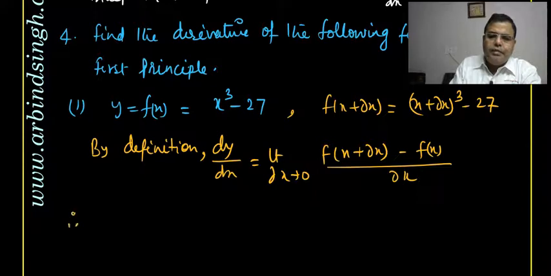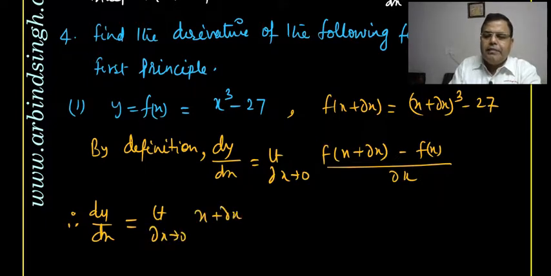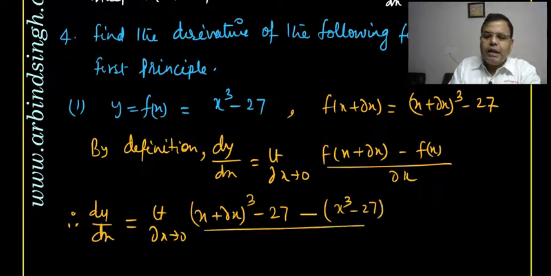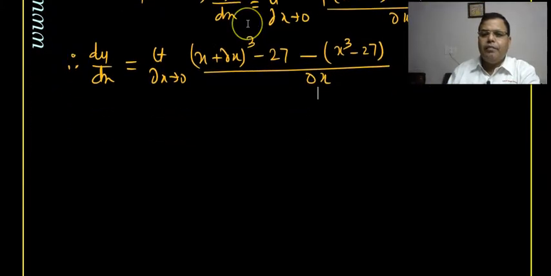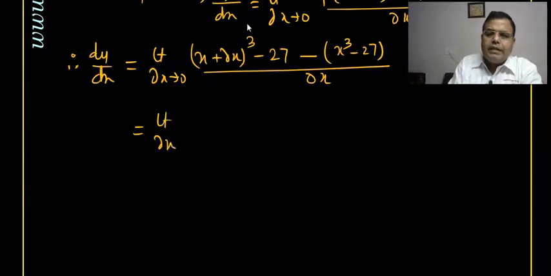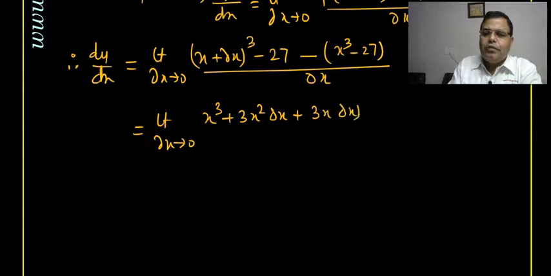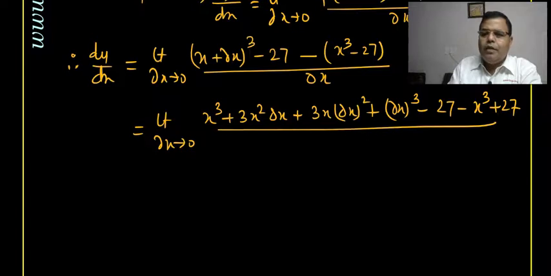Okay, so we will write, therefore, dy by dx is equal to limit delta x tends to 0, fx plus delta x is nothing else but x plus delta x to the whole cube minus 27, minus fx which is x cube minus 27, and the whole divided by delta x. Here we can open this bracket, that is x cube plus 3x square delta x plus 3x delta x whole square plus delta x whole cube minus 27 minus x cube plus 27, whole divided by delta x.